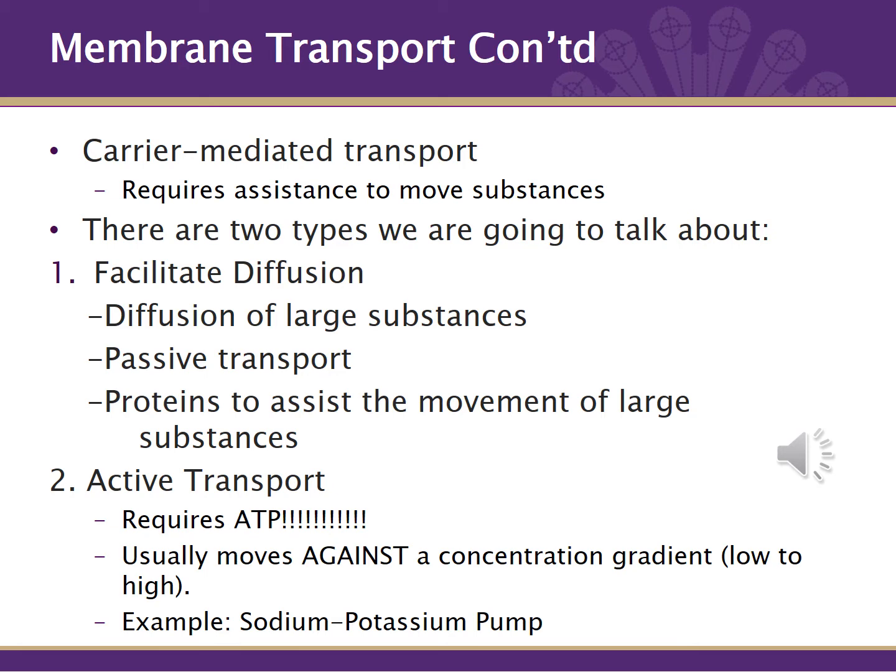Active transport is the second form of carrier-mediated transport. It requires the use of ATP or energy to move particles across the membrane, and it also involves a protein molecule. With active transport, particles move against a concentration gradient or from areas of low to high concentration. This is the opposite of diffusion. Think of paddling up a river.